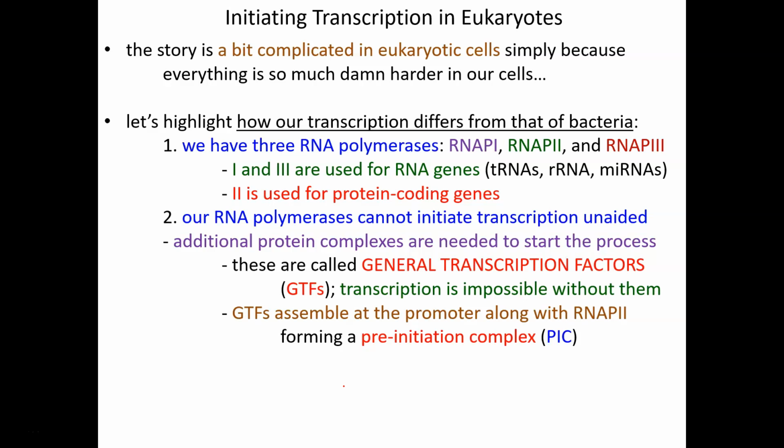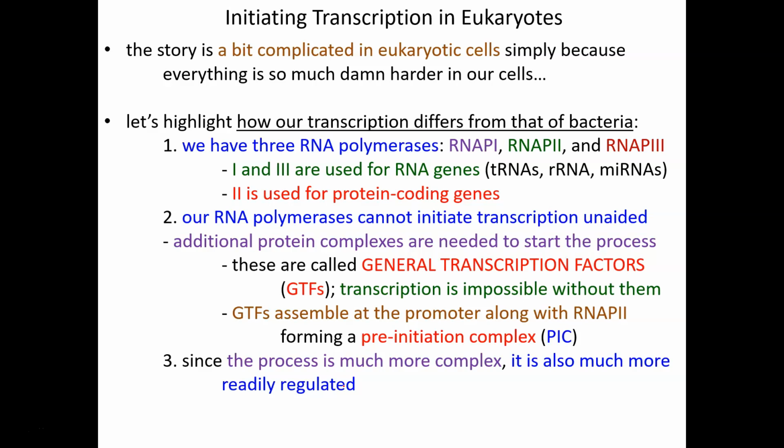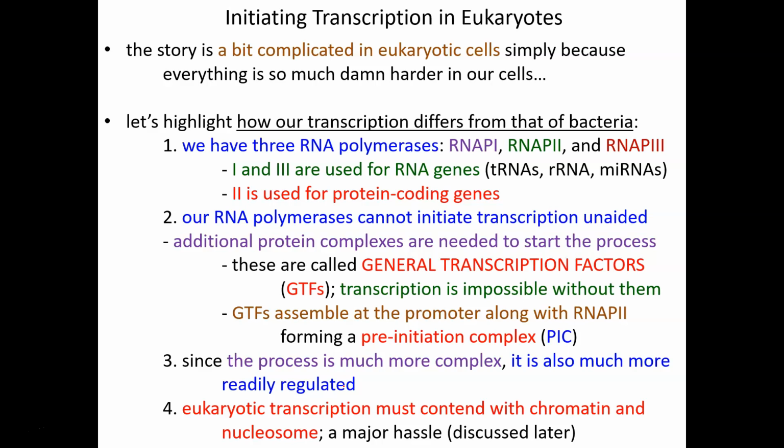GTFs assemble at the gene promoter, at the starting point of the gene, the beginning of the gene. They recruit RNA polymerase 2, and together, RNA polymerase 2 and these GTFs form a pre-initiation complex, or a PIC. Since the process is more complex in eukaryotic cells, it's also highly regulated, and we'll talk a little bit about the regulation of gene expression in later lectures.